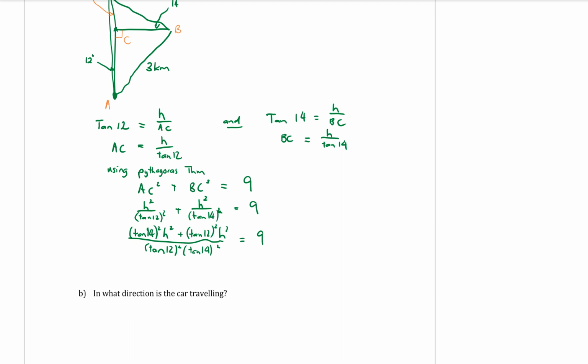Okay, so factorizing the h squared out, I get tan 14 squared. Now here's a little, you can put the squared there and it means all of tan 14 squared, plus tan 12 all squared, because I don't want to have too many brackets, which is why I'm doing that kind of notation. And that is equal to 9 times my denominator coming across, which is tan squared 12 and tan squared 14.